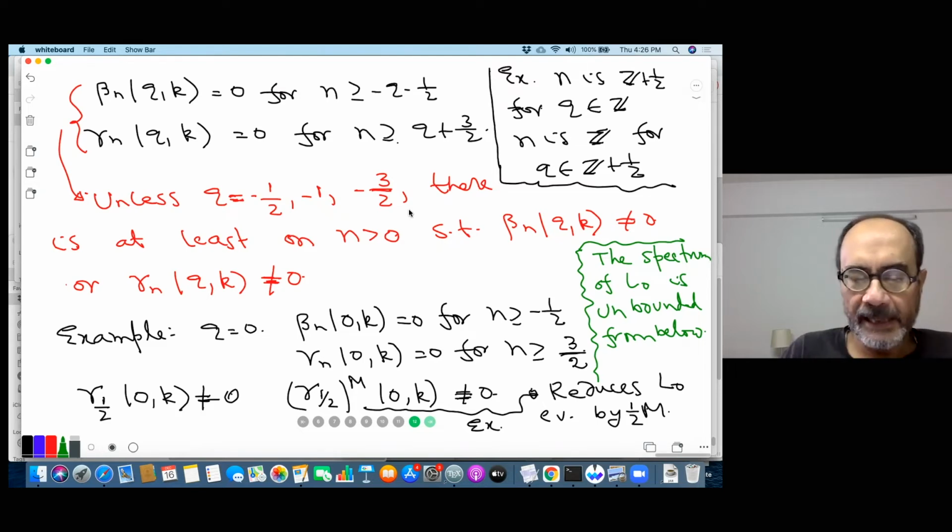But let me just say at this stage itself that this is the reason why, while deciding which states are allowed states of the string, we restrict to Q equal to -half and -1.